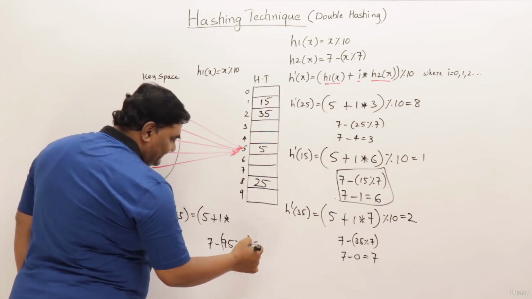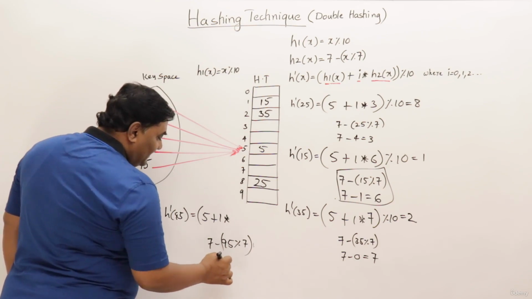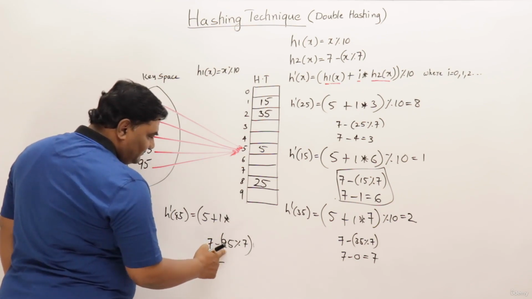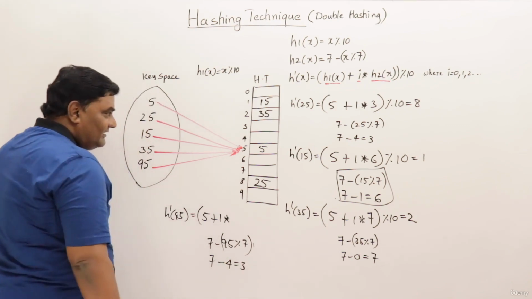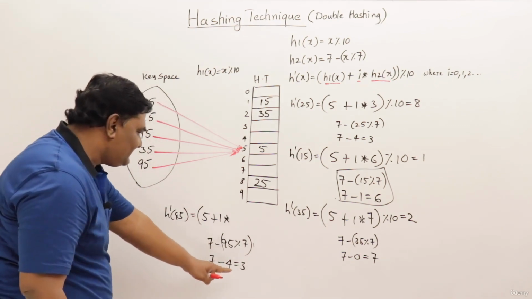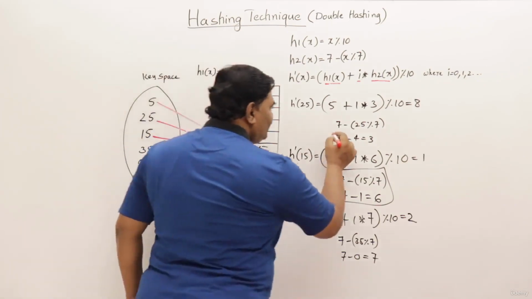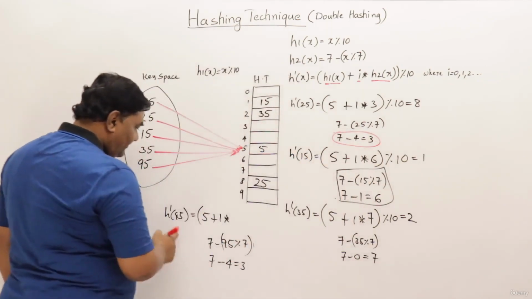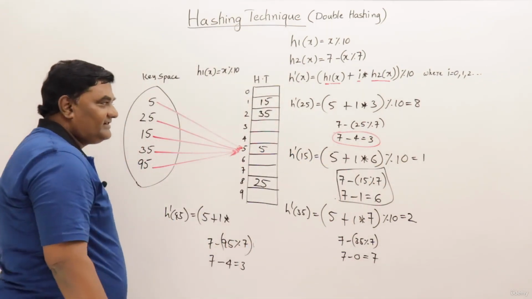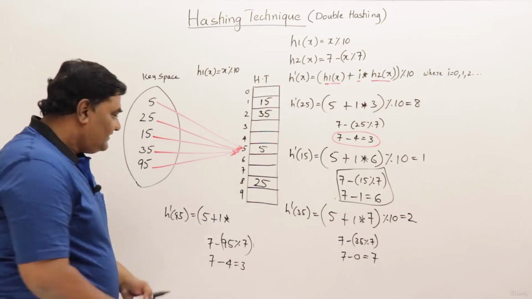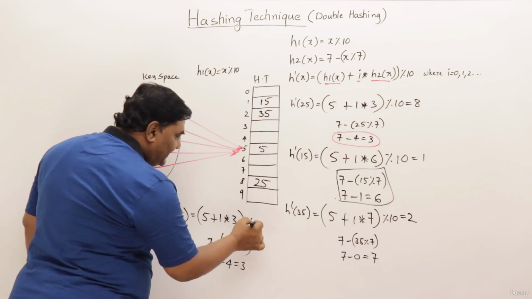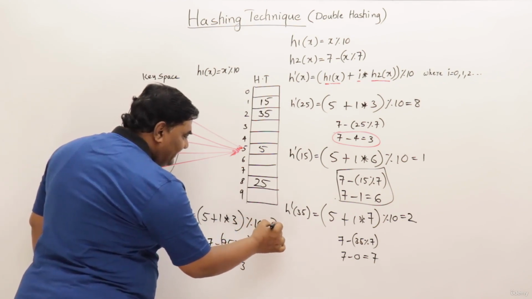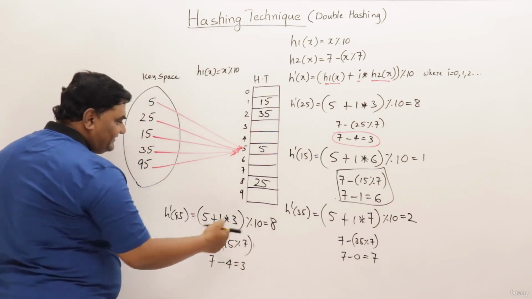So what is the result here? So this is 7 and remainder if you check, this will be 4. So the answer is 3. See, when we evaluate, this answer is 3. For 25 also we got the same thing. Then for 95 we are getting 3 once again. Right? So this is 5 plus 1 into 3 mod 10. This is 8. 5 plus 3, 8 mod 10 is 8.